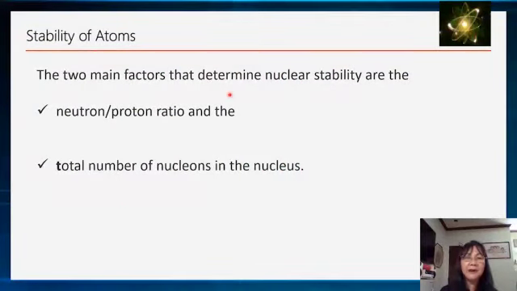So two main factors that determine nuclear stability are the following. The neutron to proton ratio. So it has something to do with the number of neutrons and the number of protons inside the nucleus, as well as the total number of nucleons in the nucleus. So these are the factors that determine nuclear stability. The basis of this is the existence of unstable isotopes.